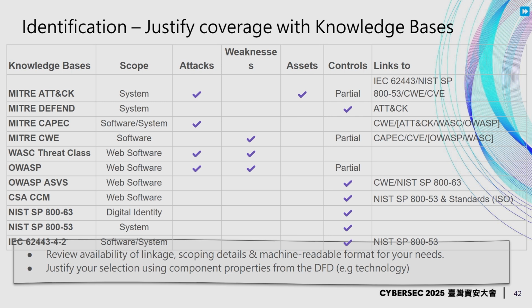Lastly, linkage. You can see on the far right, those knowledge bases in some cases link with each other. And this is also a very important element in order to build a complete threat profile. So you can connect the pieces between the weakness, the potential attack vectors, the type of assets, and the controls to mitigate them. And further, how you can test those controls.